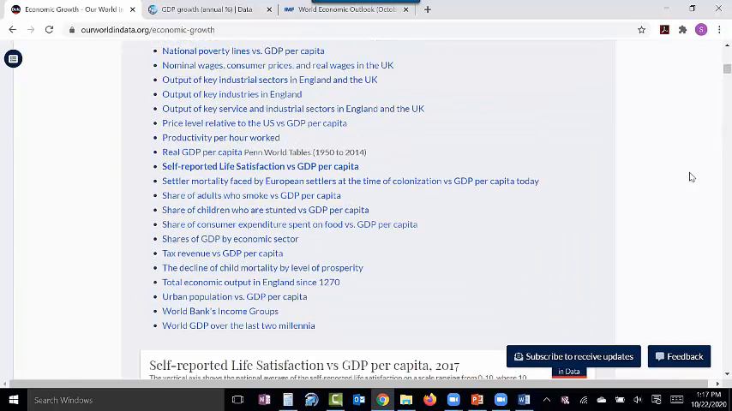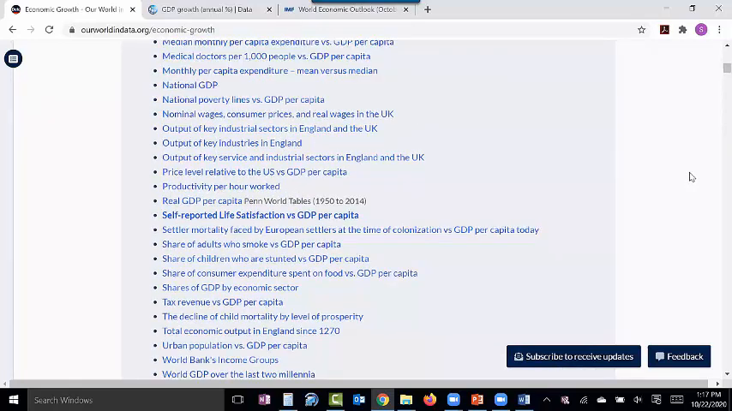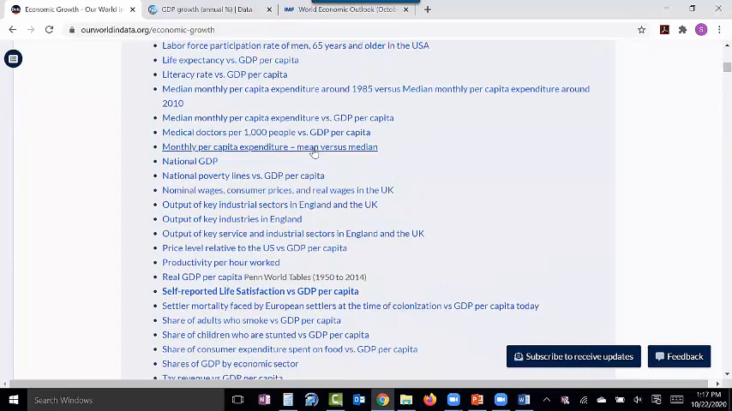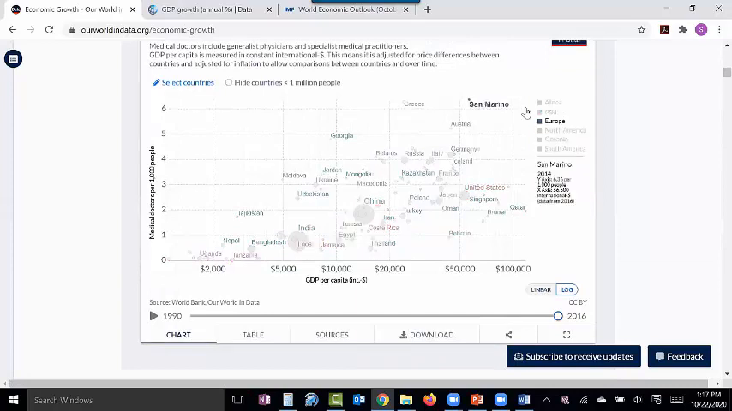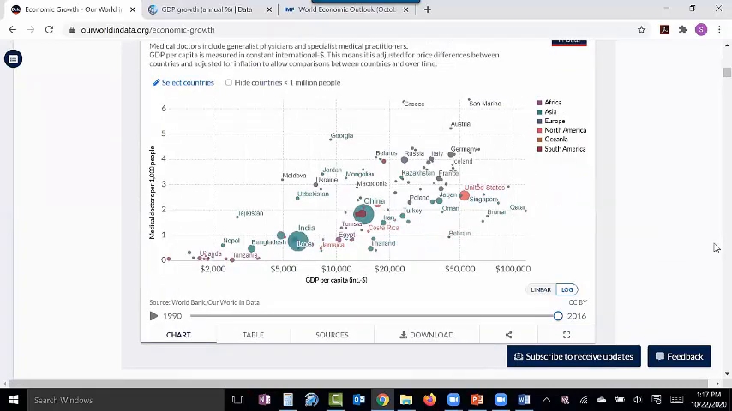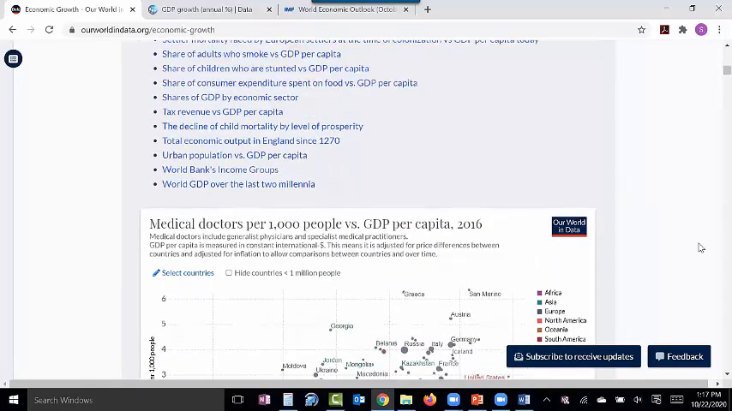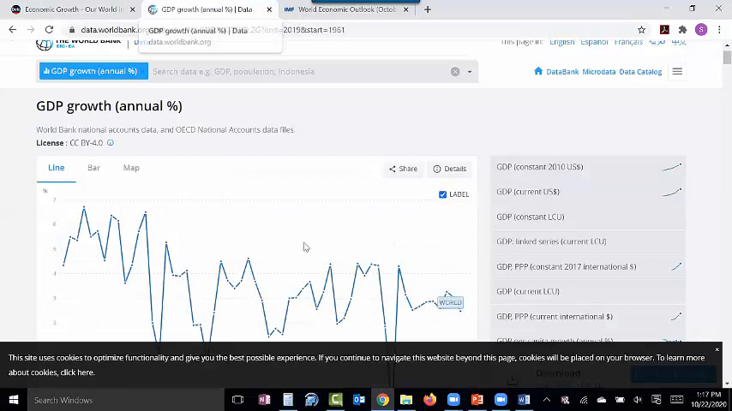And so this has a whole bunch of things that you can kind of look at. Oh, medical doctors, the number of medical doctors per 1,000 people. It's not quite as direct as some of the other ones, but there's lots of different ways to look at why growth is important and how we measure standard of living.